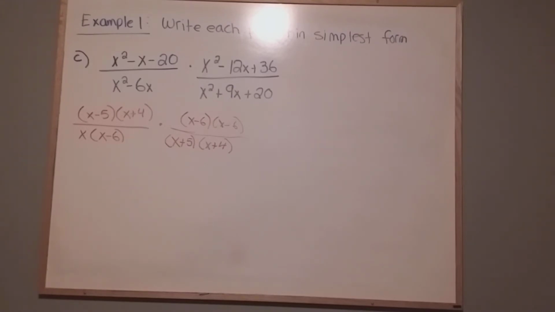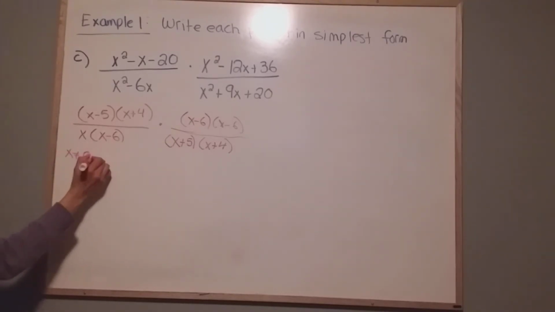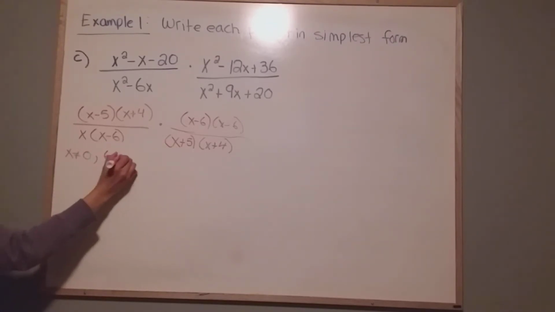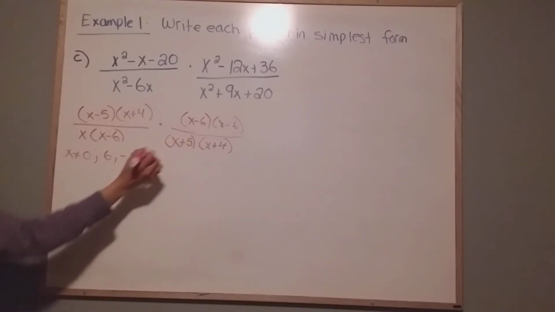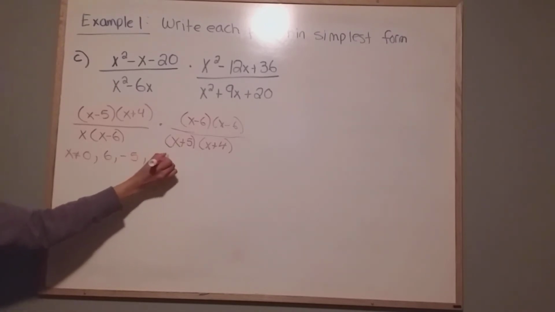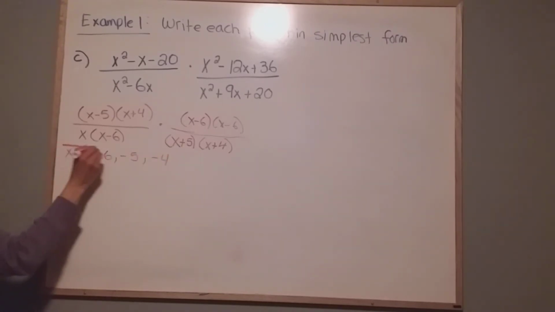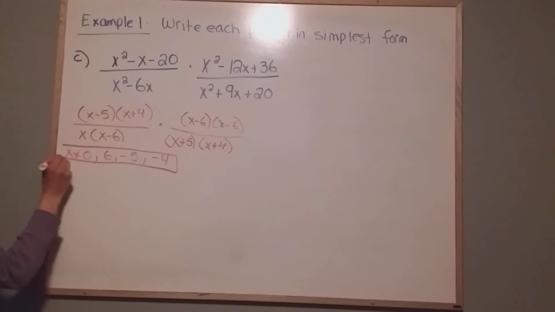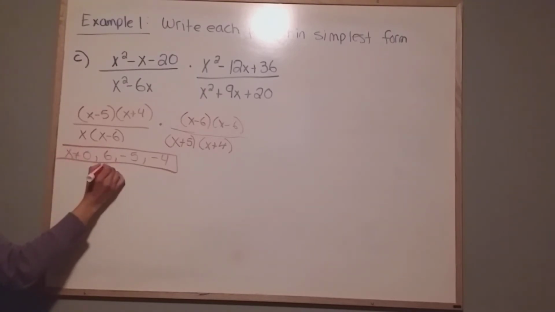Okay, so I factored the top and bottom. Now I have to state my restriction. If you look at here, you have two restrictions. I have a monomial, so x cannot equal 0. I have a binomial, x cannot equal positive 6. Here it would be negative 5, and there it would be negative 4. So I've stated my restrictions, and those are my restrictions.